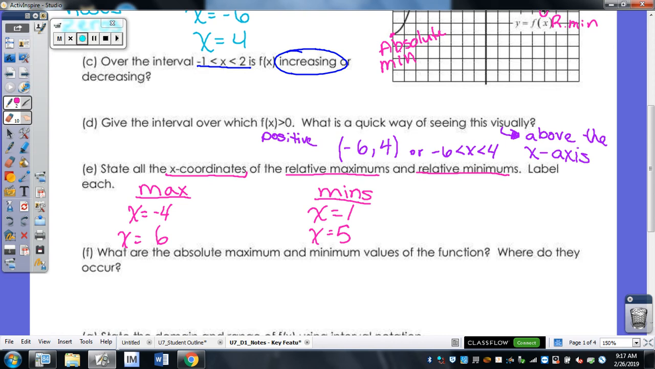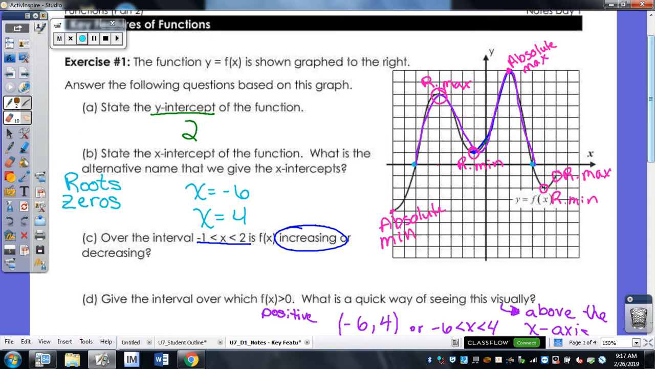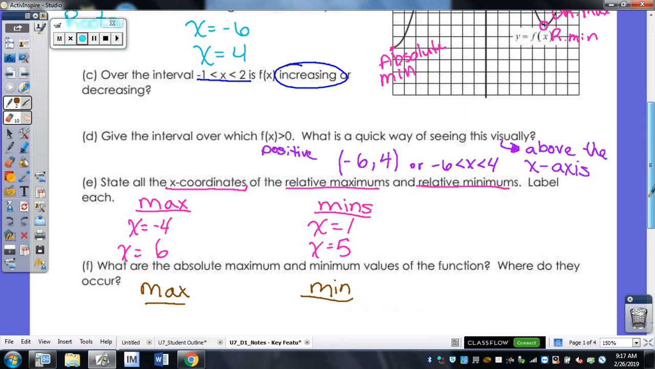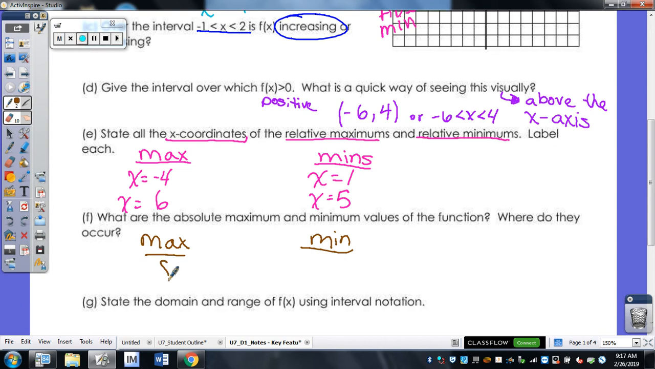F, what are the absolute maximum and minimum values of the function? Where do they occur? So max, min again. So we've already picked out what our absolute max and our absolute mins are. So our absolute maximum value, so the highest it goes, is 1, 2, 3, 4, 5, 6, 7, 8. When they ask for the maximum value, all they want is that y value of how high does it actually go.